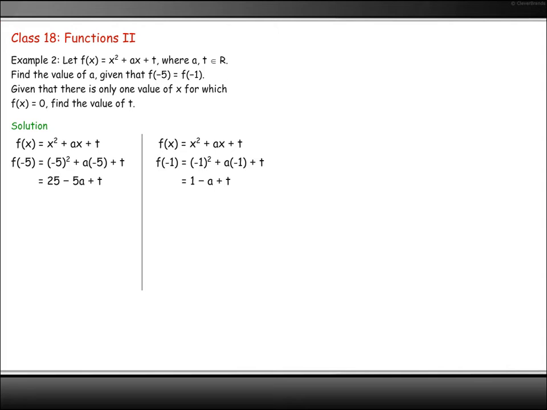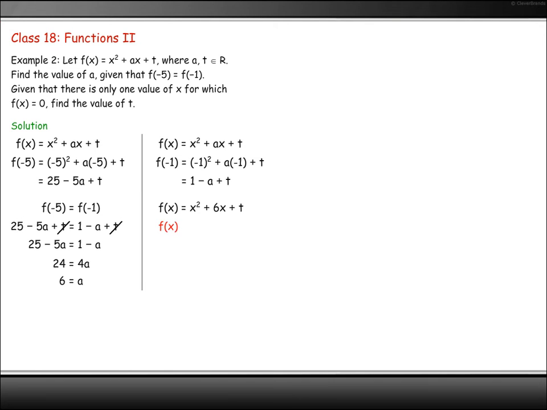Now put f(-5) equal to f(-1). Cancel the t's. Now solve for a. a is equal to 6. Now the function f(x) becomes x squared plus 6x plus t.